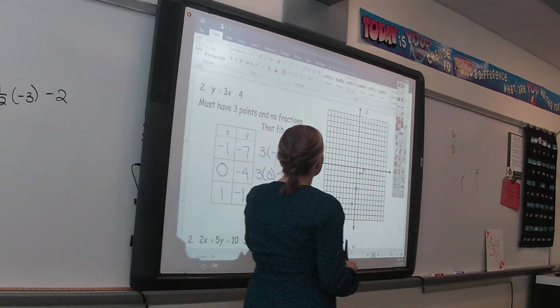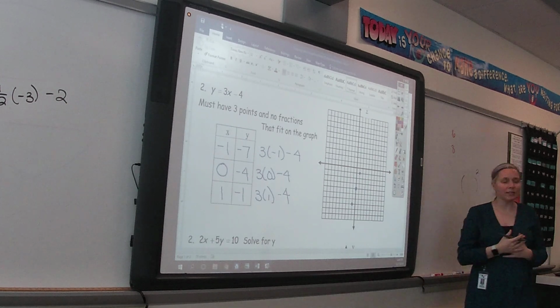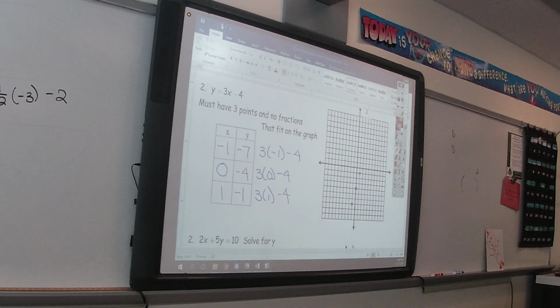Okay, so once we make these 3 points, we then want to create a line. This is also a pretty sensitive topic to some teachers. Some teachers really like nice, neat, perfect lines. How many of you had to pull out a ruler and make sure you have this beautiful line? Okay, so here's the deal.